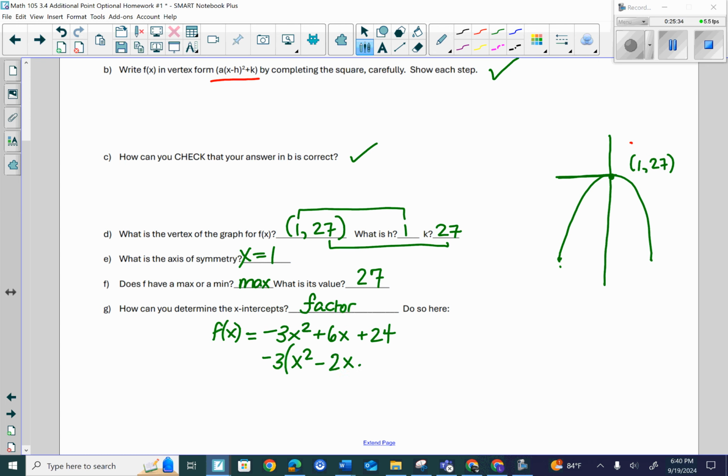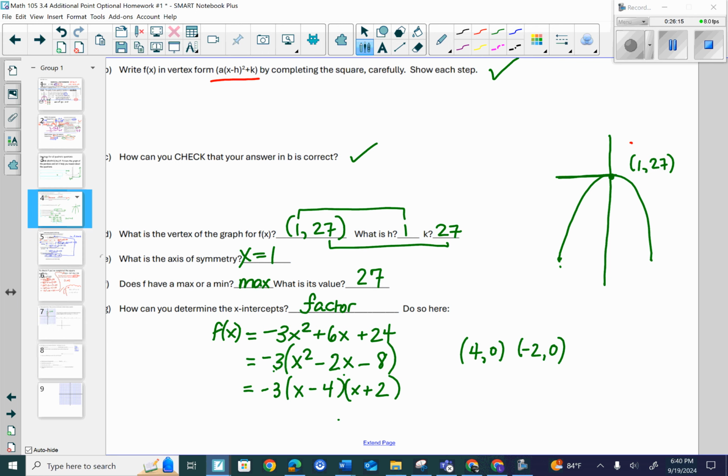because factoring I want to rewrite as the product. So I take negative 3 out of negative 3x squared, I get x squared. Take negative 3 out of 6x, I get negative 2x. Take negative 3 out of positive 24, and I get negative 8. And this trinomial looks like it can be factored as x and x, and minus 4 and plus 2. You can check that, but negative 4x and positive 2x give me that negative 2x in the middle. So it looks like my x-intercepts would be 4, 0, and negative 2, 0.